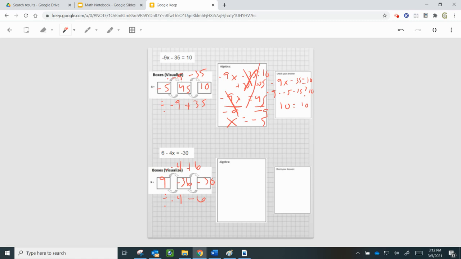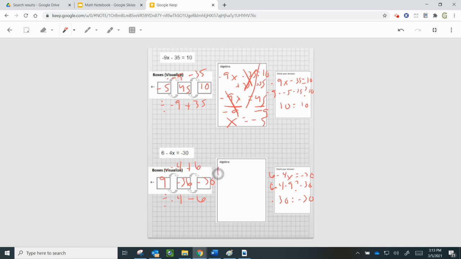Let's check, make sure I got it. So 6 minus 4x equals negative 30. 6 minus 4 times, we think it's 9, is that negative 30? So let's put that in my calculator. 6 times 4, oops, I pressed that wrong. 6 minus 4 times 9, and it says negative 30, and it was supposed to say negative 30, so I did that right. If I look at it with the algebra, same kind of idea.